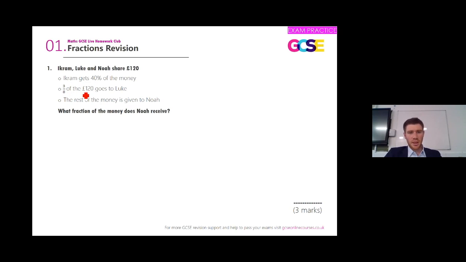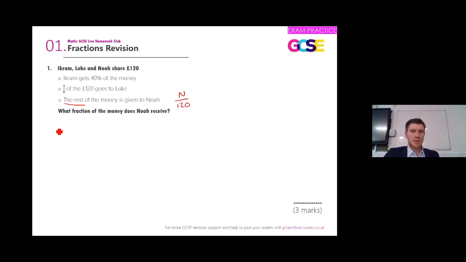3/8 of the money goes to Luke, and the rest of the money is given to Noah. The thing I am going to underline, bizarrely, is the rest. So he's getting everything else. How much, what fraction, of the money does Noah receive? The strategy for me here is to work out how much money Noah receives. Noah receives N pounds for Noah, and then put it over 120, because that's the total amount of money. So that's what my strategy is going to be.